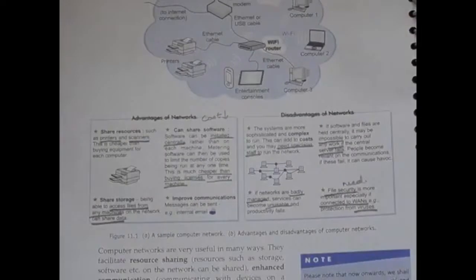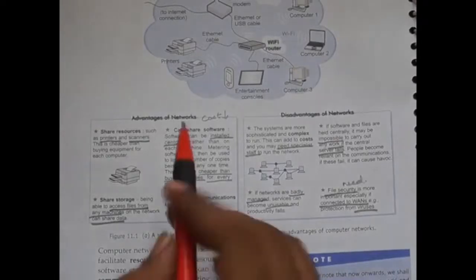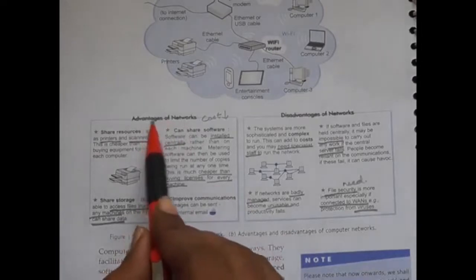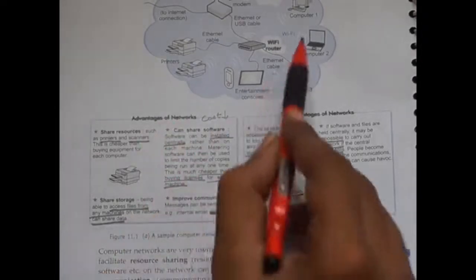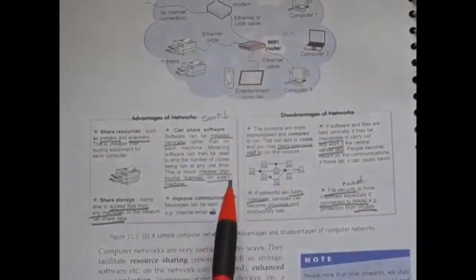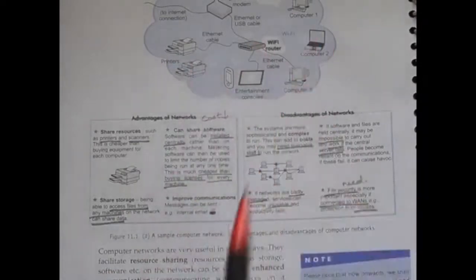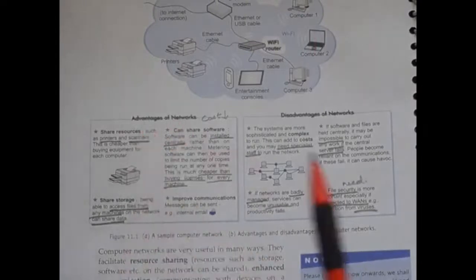So good morning students. It is a computer science class. Take page number 370. Chapter 11, computer networks. Okay. So the topic is advantages of network. What is this? These are networks. Okay. So many computers attached together with a server is called a computer network.